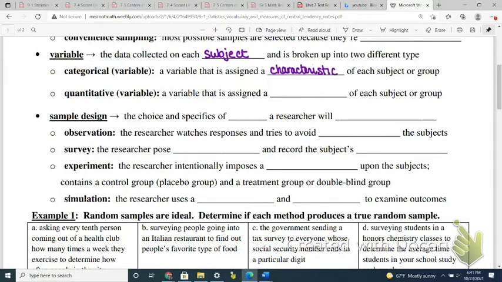Okay, this would be a thing. So, for example, eye color, or gender, or your favorite music. Those are all characteristics, so those would be categorical. Quantitative is a variable that is assigned a numerical value. So it's going to be a number.